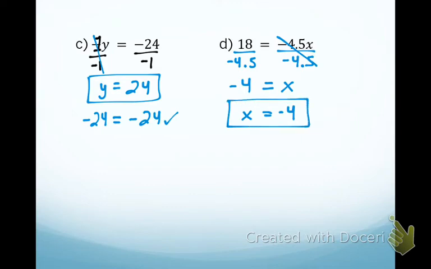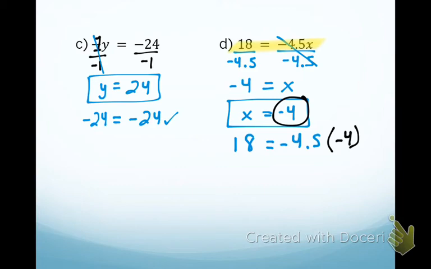And now we're going to go ahead and check our solution. So let's take that right there, drop down your equal sign. 18 equals negative 4.5 times x. Now I know what the x is, so I'm going to go ahead and get rid of that x, and instead I'm going to multiply it by what we already know x is. I'm going to multiply it times a negative 4.